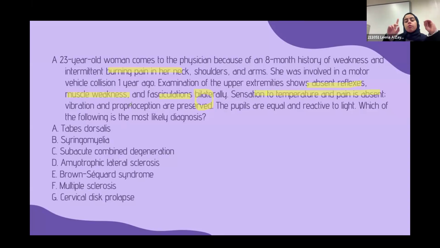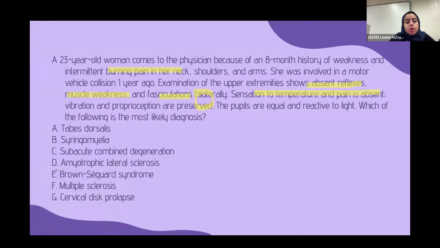So you have lower motor neuron muscle weakness and fasciculations bilaterally, and you have loss of temperature and pain. So what do you think the diagnosis is? Don't forget the dorsal column is involved.